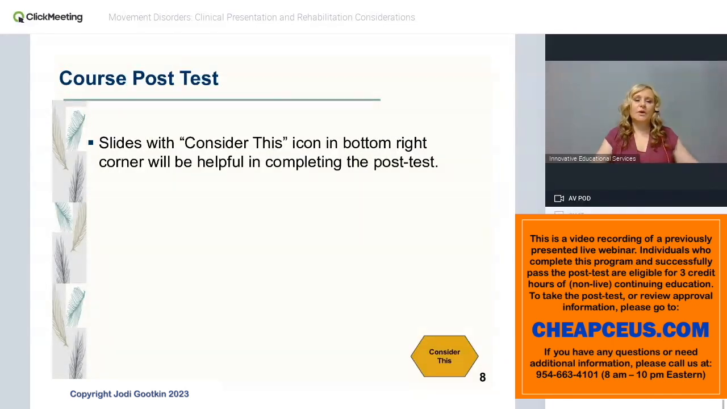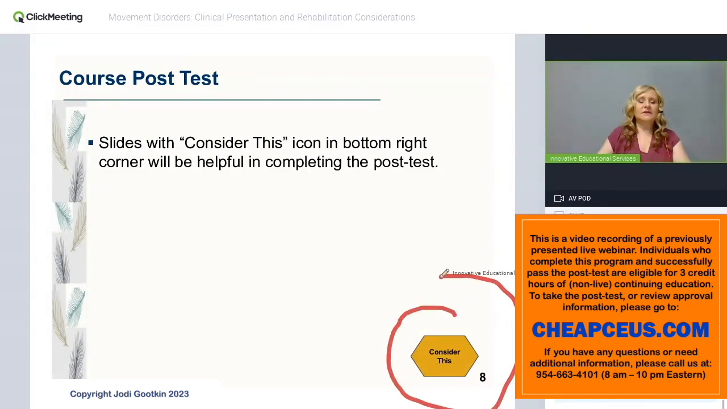As we work through our presentation and you look at your printed version, you will notice that several of the slides have this gold icon on the bottom right that says, "Consider this." That's to let you know that those particular slides are going to be helpful when you go to complete the course post-test later on today.